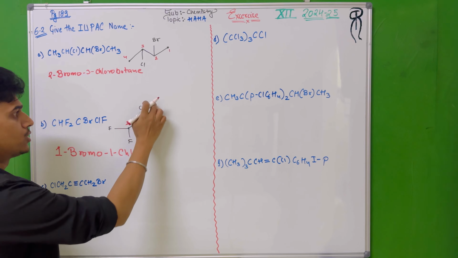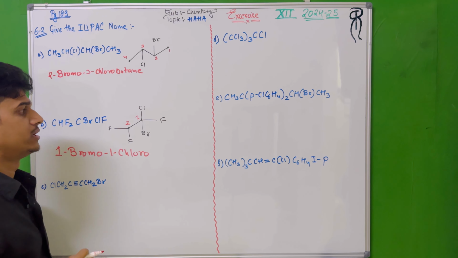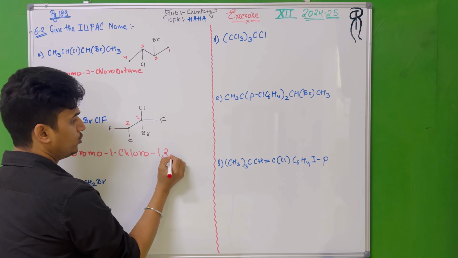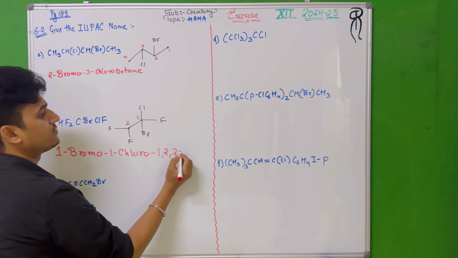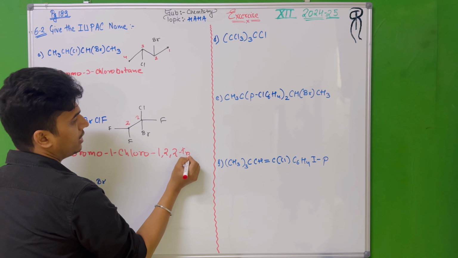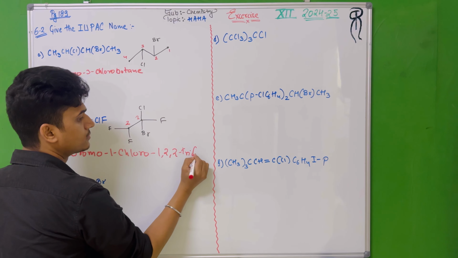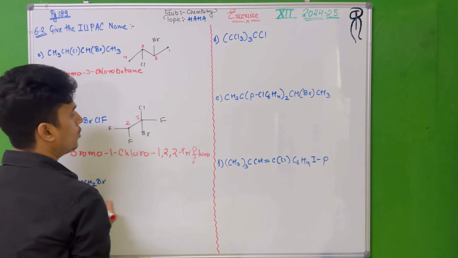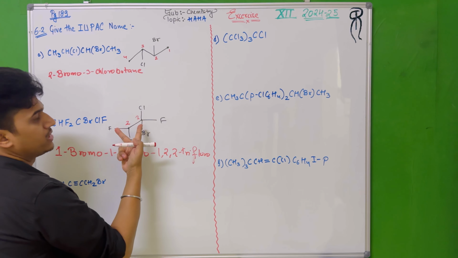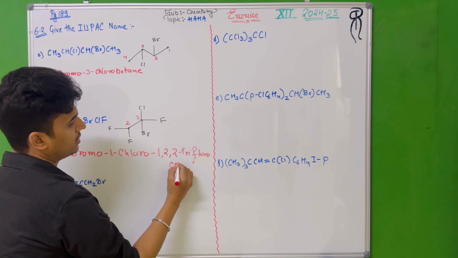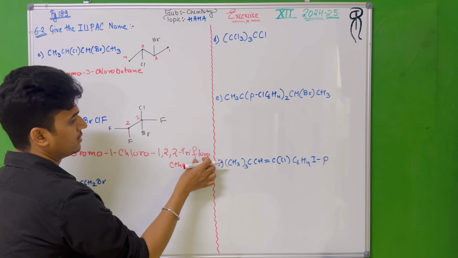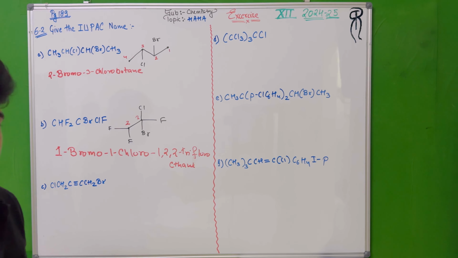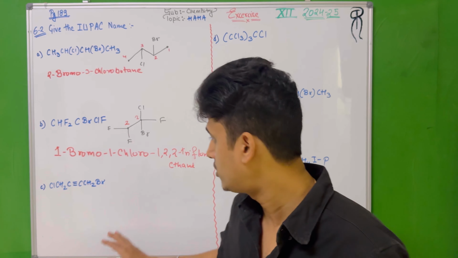Now bromine and chlorine are over. Now if you see, the rest are fluorine. How many times? 3 times. So name it 1, 2, 2. How many times do you have? 3 times. So trifluoro is over. Now there are 2 carbons in the parent chain, so ethane. So this is your second compound's IUPAC name. I hope you are getting it very clearly. Yes. Moving on, third one.